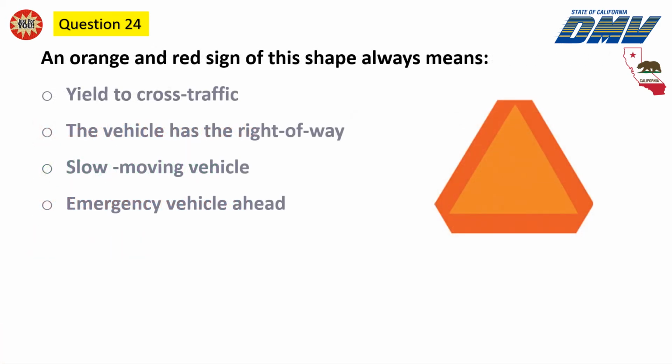Question 24. An orange and red sign of this shape always means yield to cross traffic. The vehicle has the right of way. Slow-moving vehicle. Emergency vehicle ahead.